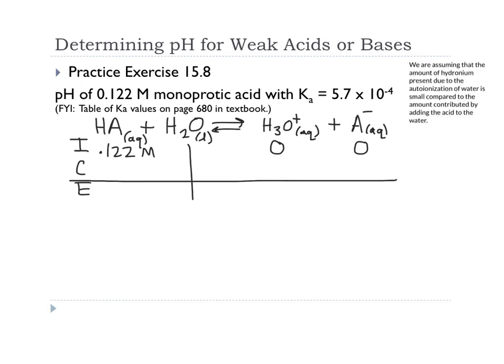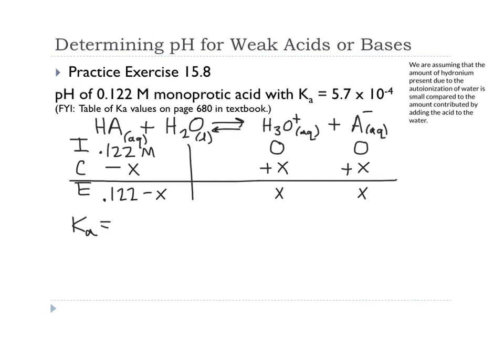So when the acid goes into water, it's going to dissociate. That's what's going to happen in the change line. So this would be minus X, plus X, plus X. So the equilibrium concentrations would be 0.122 minus X, X, and X. The next thing we need is a Ka expression.